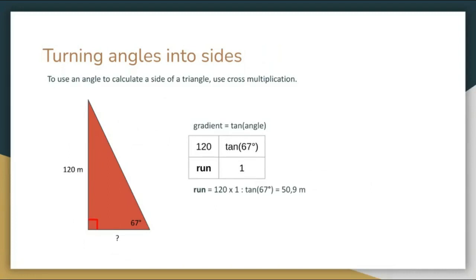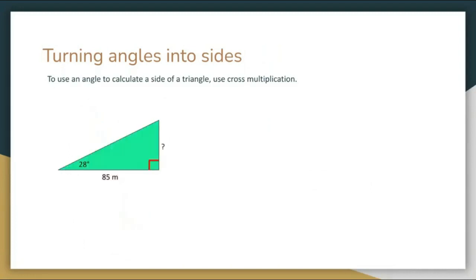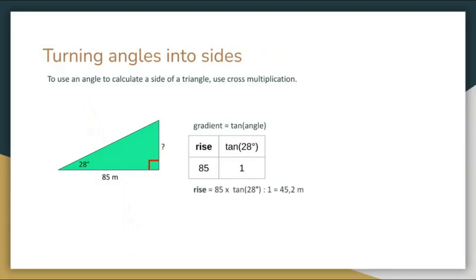Next up, a neon triangle with a run of 85 meters and an angle of 28 degrees. We start with the table and fill in the information we have. Then we use cross multiplication to find the rise. 85 times the tangent of 28 degrees divided by 1, which gives us 45.2 meters.